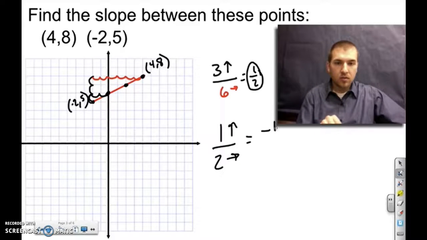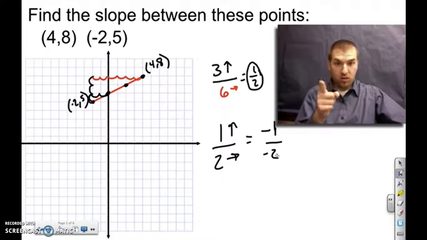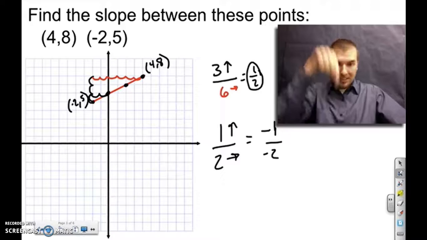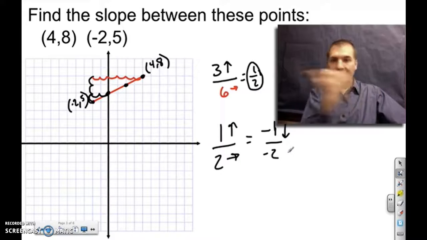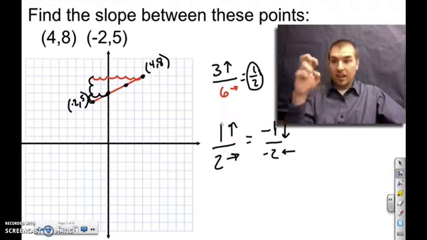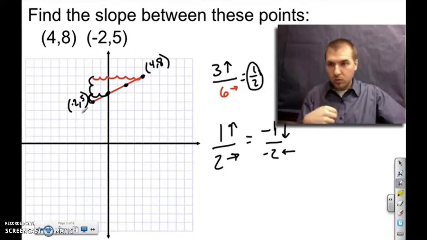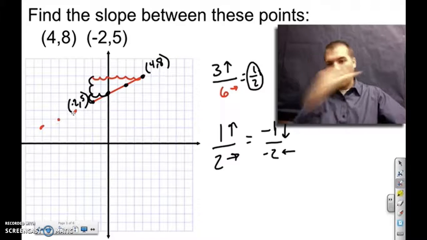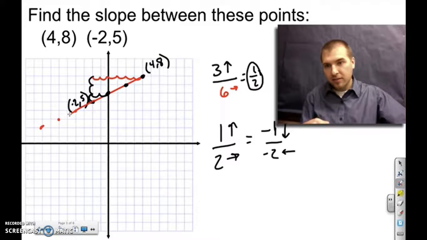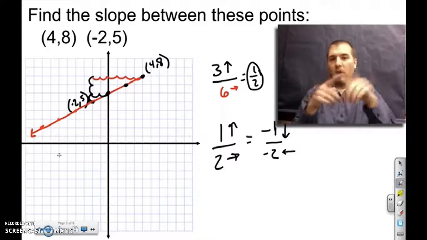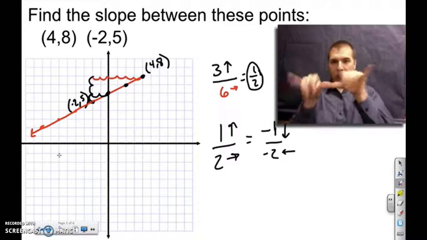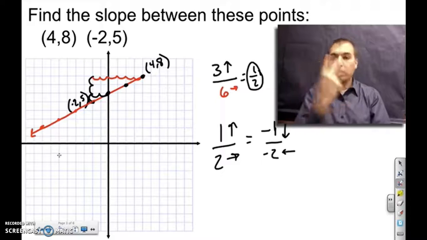So 1/2 is the same as -1/2. So you're going down 1 over 2 to the left. To figure out some other points, the down 1 over 2, that would be more parts of this line. So that's a visual way to measure the change or the slope.